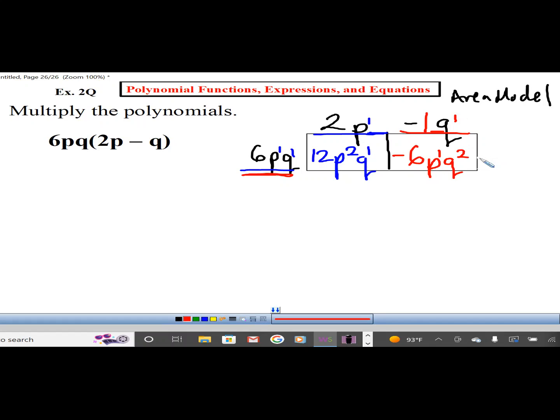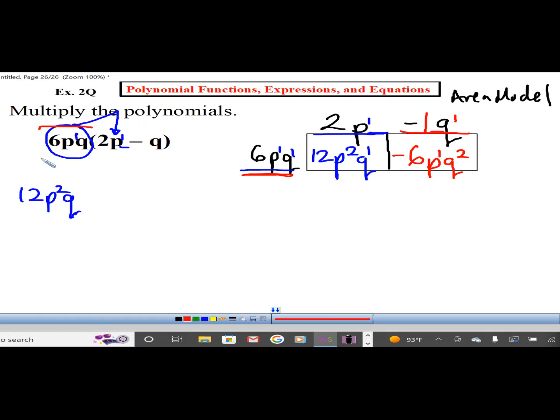Now, some of us like this one because it keeps us organized. Some of us love distributed property. So let's do this one now over here in distributed property. I'm going to circle the monomial in blue, and I'm going to multiply times the first term here. 6 times 2 is 12. P times P, or P to the first times P to the first, is P to the second. And then bring down the Q because there's no Q right here, okay?